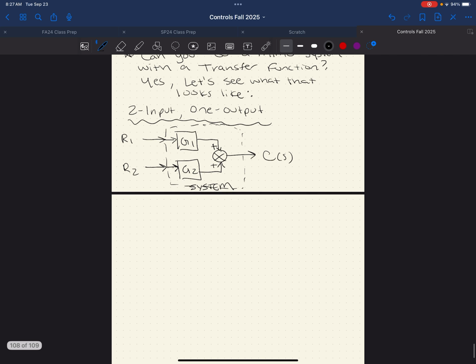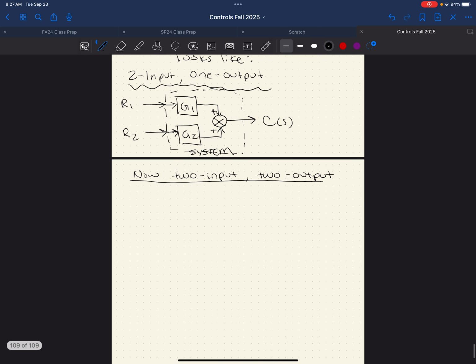Let's look at 2 input, 2 output. This one gets a little more gross. So 2 input, 2 output means that my first input can potentially affect both my first output and my second output. And similarly, my second input can influence both my first and second output. So let's try to draw that block diagram.